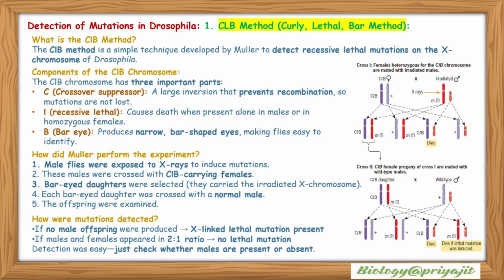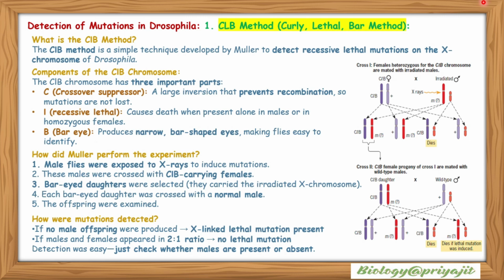CLB means Curly Lethal Bar method. CLB is a simple technique developed by Muller to detect recessive lethal mutations on the X chromosome of Drosophila. H.J. Muller was the first scientist to prove that mutations can be caused by an external factor. He showed that X-rays can induce mutations in Drosophila. For this discovery, he received the Nobel Prize in Physiology or Medicine in 1946.